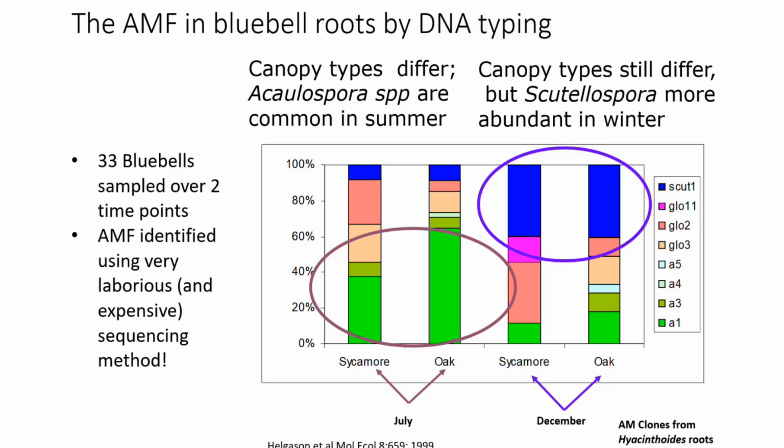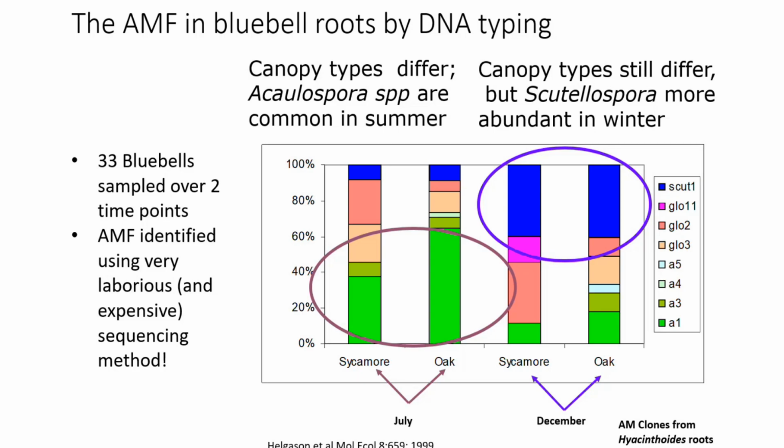So we can see here we've got 4 stacked bar charts, relative abundance of these different types of fungi, and you can see that in the July, the 2 canopies are distinctly different. There is a lot less of this bright green one under the sycamore canopy than there is under the oak. They're Glomus, for the taxonomy nerds.